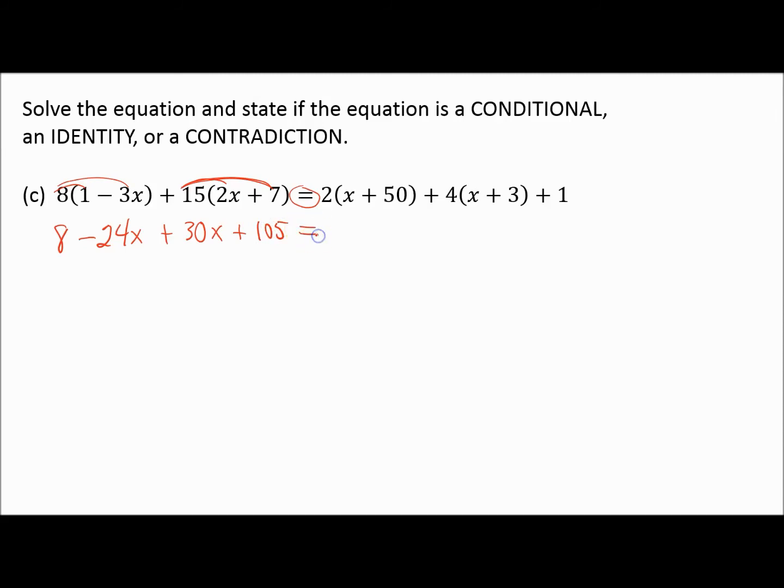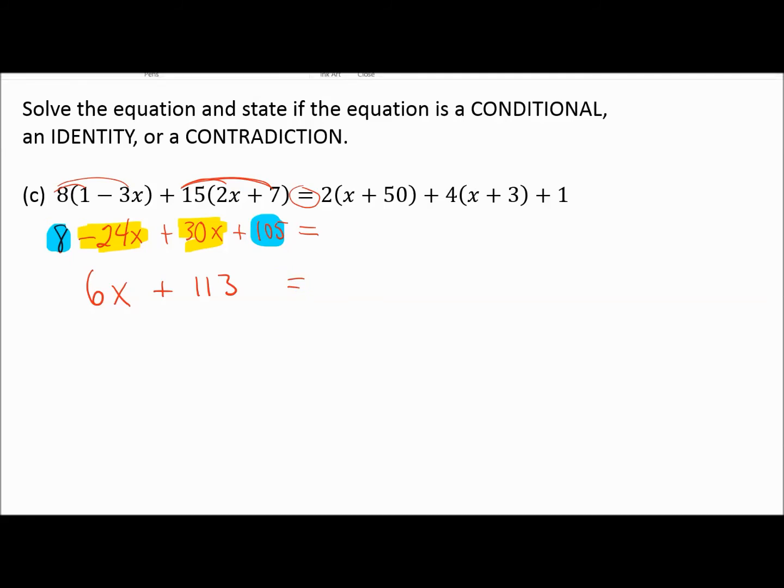Now there is an equals in the middle, but let's completely simplify the left-hand side. I've got like terms. I've got a negative 24x and a plus 30x. I can go ahead and combine those together. And when I do, negative 24 plus 30 is 6x. And you know what? I can go ahead and combine together the constants, the 8 and the 105. When I add those together, 8 plus 105 will be plus 113. Now the left side is completely simplified. Let's move over to the right-hand side and do the same thing.